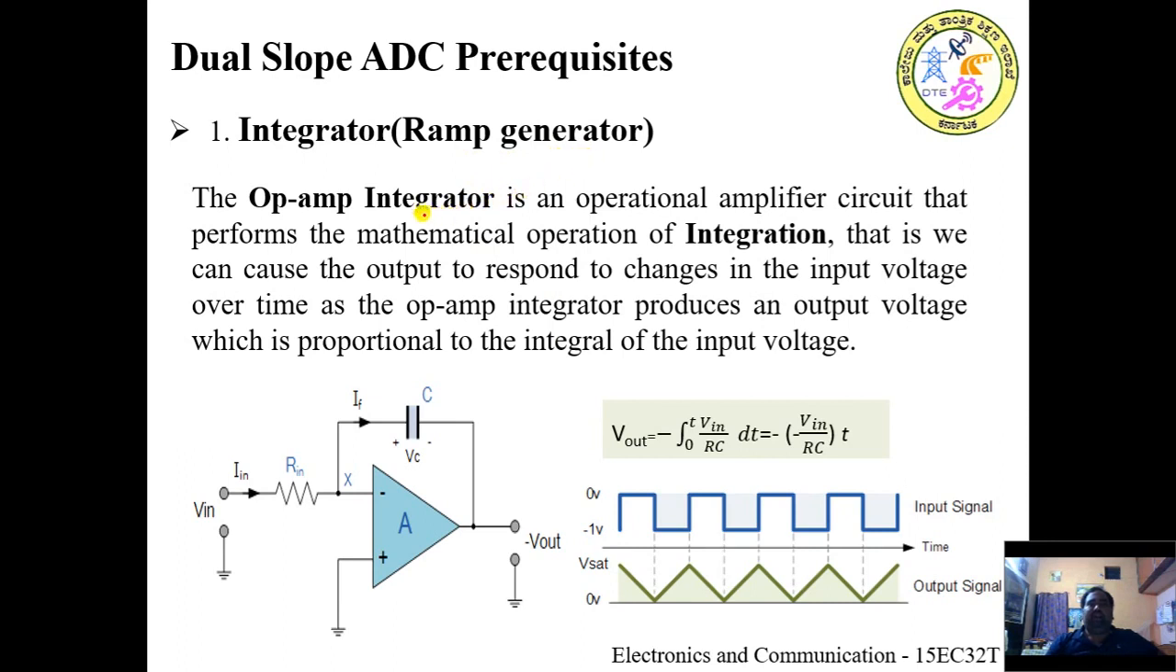Generally, the integrator is constructed using an operational amplifier. An op-amp integrator is an operational amplifier circuit that performs the mathematical operation of integration. As the name itself indicates, this is going to integrate the input that is provided at its input terminal. We can cause the output to respond to changes in the input voltage over time, as the op-amp integrator produces an output voltage which is proportional to the integral of the input voltage.